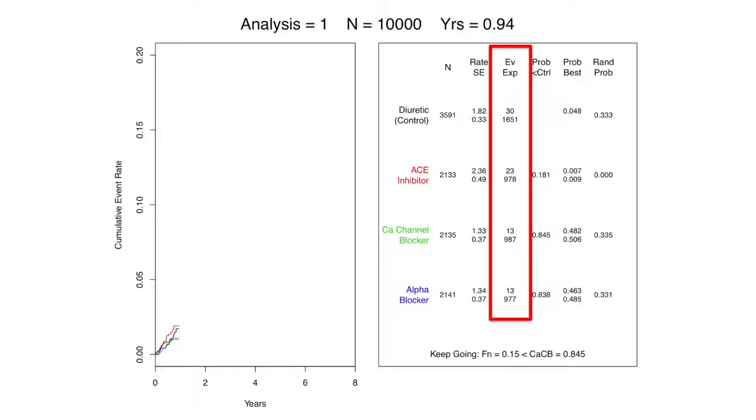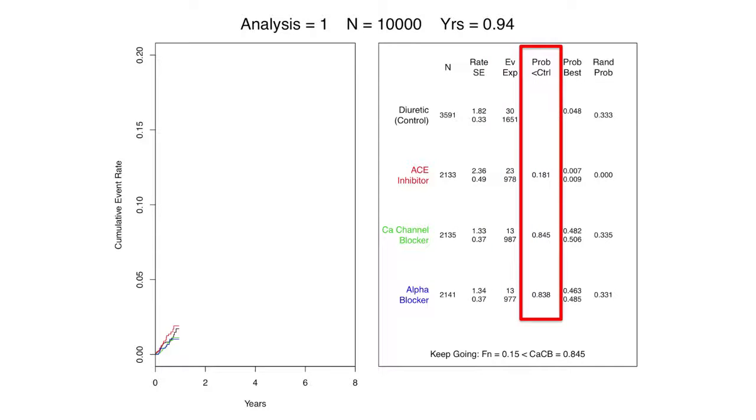The next column shows the number of observed events in the patient years of follow-up on each arm. Then the probability each of the 3 comparator arms has a better or lower event rate than diuretics. Since this is a Bayesian analysis, if a comparator arm had an equal event rate to diuretics, the probability the arm has an event rate less than control would be 1/2.